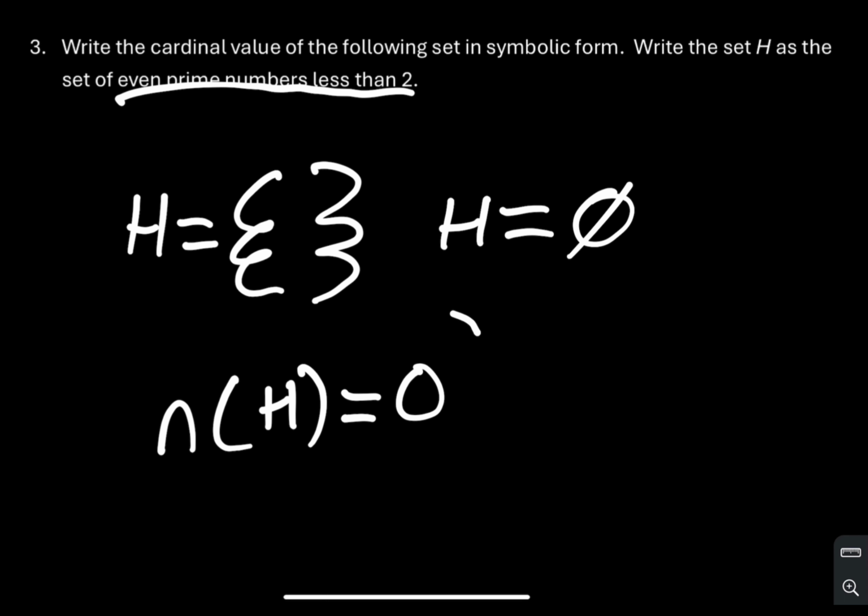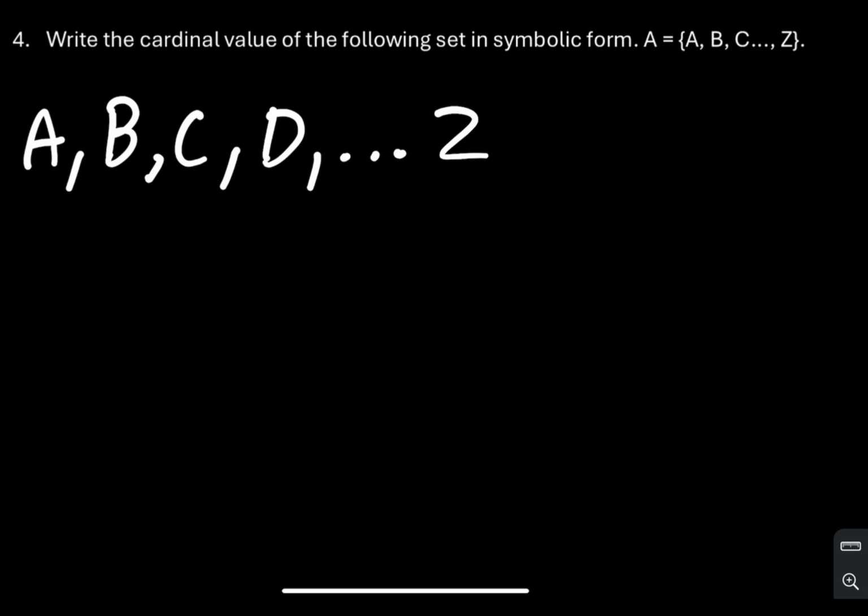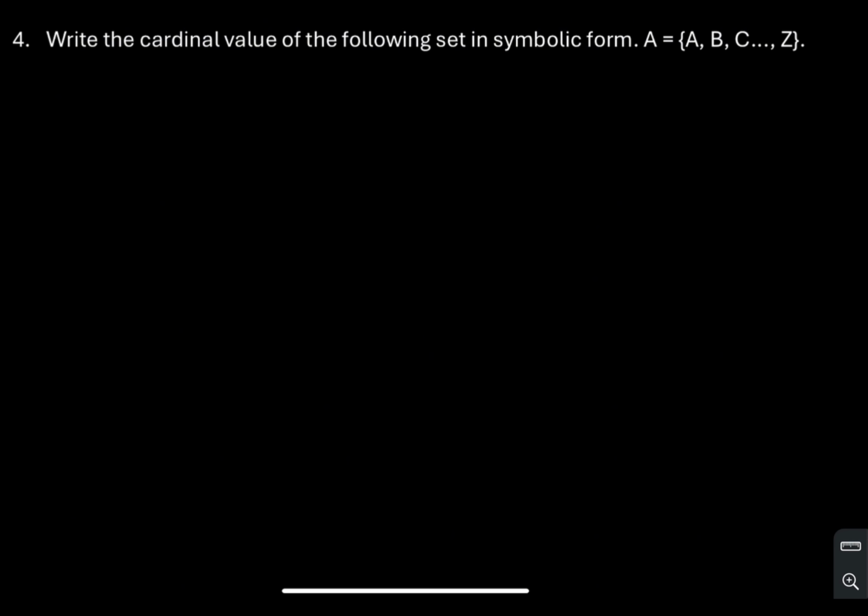So for this fourth problem, it says write the cardinal value of the following set in symbolic form. So we have set A is equal to, and it has the elements A, B, C, and then an ellipsis, which just means it moves all the way to Z. So we can notice a pattern. It's saying the letters in the alphabet. So you can list the alphabet one by one. You can count and say A, B, C, D, and then all the way till Z. Or you might remember all the letters in the alphabet. How many are there? So there is 26 letters in the alphabet.